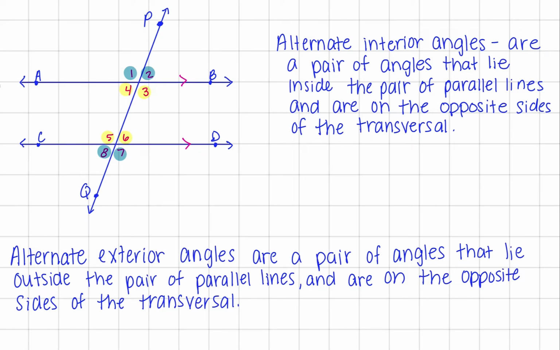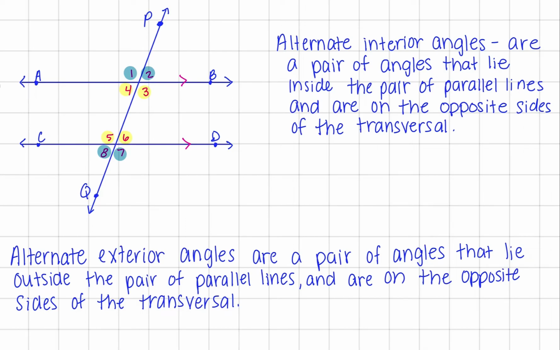Now, we have what we call alternate interior angles. So alternate means skipping one, kind of going back and forth, okay? So alternate interior angles are a pair of angles that lie inside of the pair of parallel lines and are on the opposite side of the transversal, okay? So they lie on the inside of the parallel lines and they are on opposite sides, okay?